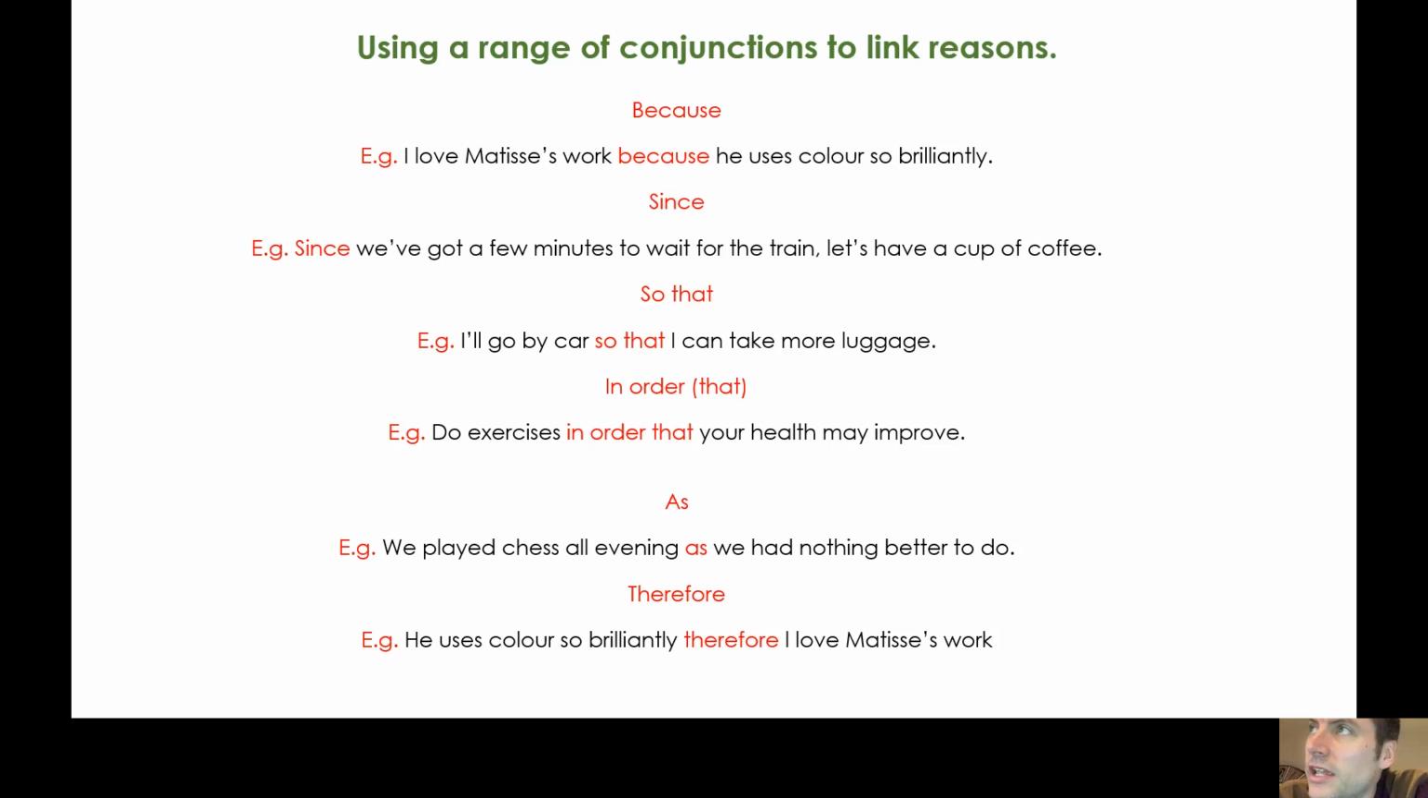I'm sure in year 4 and year 5 you will have utilised it as a conjunction, but the ordering of the sentence is important when we utilise therefore. So, he uses colour so brilliantly, therefore I love Matisse's work. Earlier on we had a sentence for because where I love Matisse's work, the point was before the conjunction. Here the point is after the therefore conjunction.